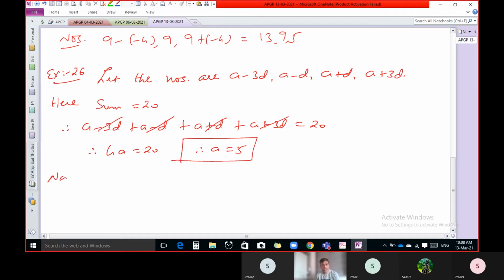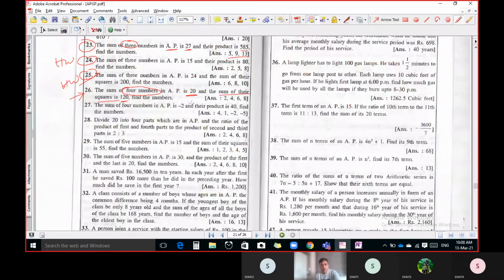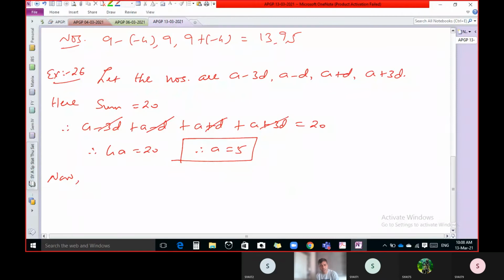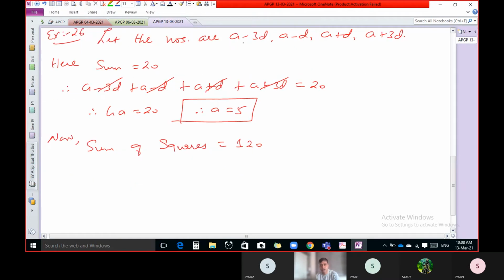Now the second condition. Instead of product, here it is given that the sum of their squares is 120. Sum of squares equal to 120 is given. So sum of squares means you have to take the square of each of these four numbers and add them. So a minus 3d the whole square, a minus d the whole square, a plus d the whole square and a plus 3d the whole square.